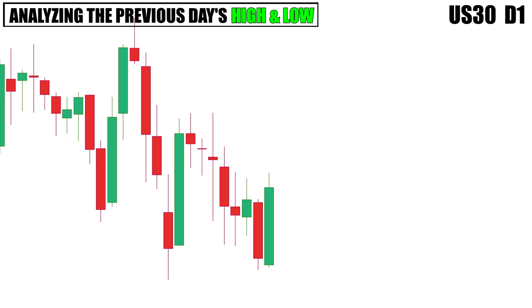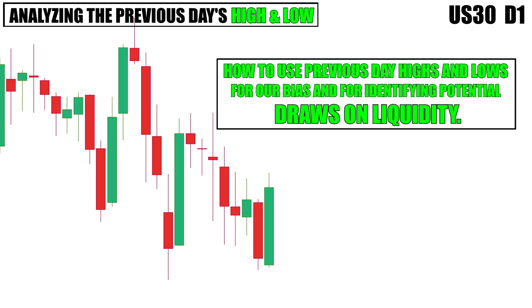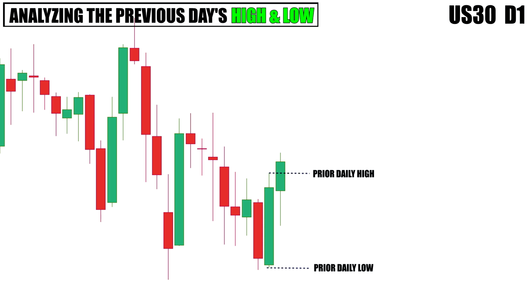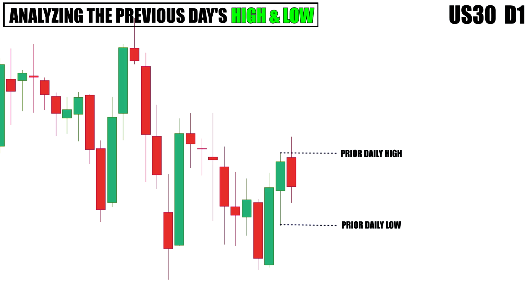In this case, we'll focus on how to use previous day highs and lows for our bias and for identifying potential draws on liquidity. Here we can see the market closed above the prior day's high. This suggests bullish intent, so the next logical target would be another previous high. As price continues, we again see a close above a prior high, which reinforces the bullish draw on liquidity. Another previous high becomes the next target. Then, price reaches a former high but fails to close above it and drops back into the range. At this point, my bias shifts.